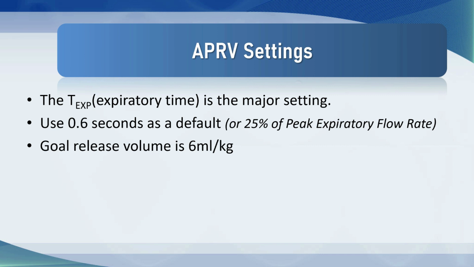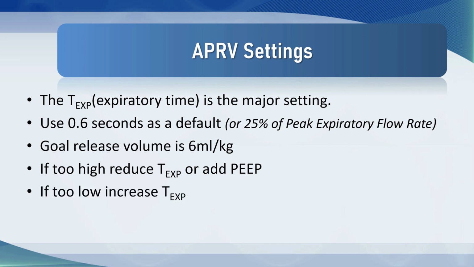So if your patient is a regular size male, that will be about 420 mils. For an average size female, you're looking at 350, 370 mils. If the tidal volume is too big, then you can either reduce the expiratory time, but be careful, because remember, you need some alveolar ventilation, or else add PEEP. If it's too low, you can increase the expiratory time up to 0.8 seconds.